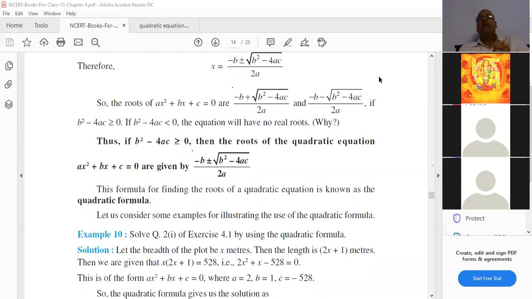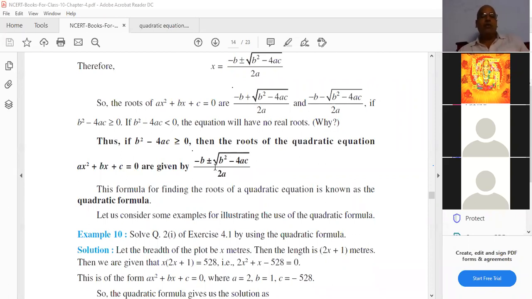Derivation, you understand. Derivation may sometimes be asked in any set. In any set, if you are asked to derive the quadratic formula, you have to write this in full, what I explained. Quadratic formula means only this one: minus b plus or minus root b square minus 4ac by 2a.